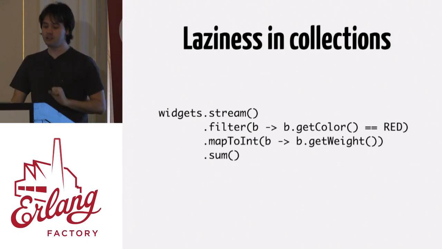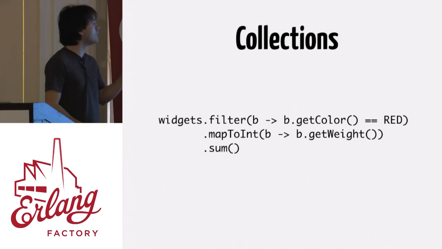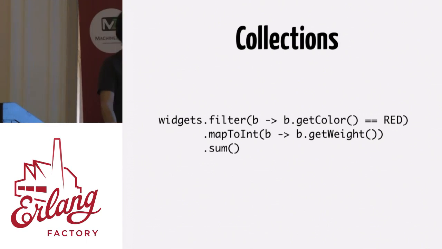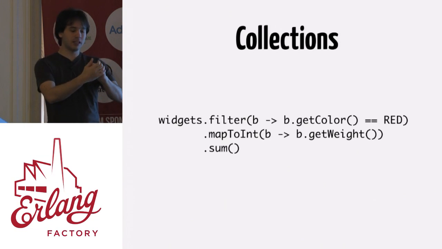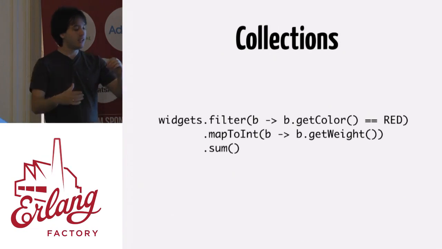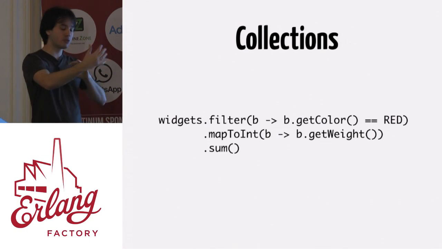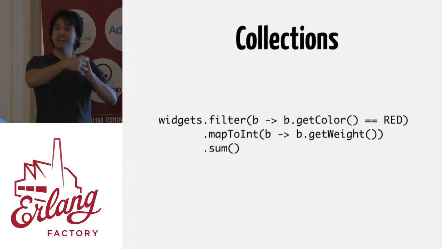In order to understand how this works, I will go back to the previous slide. What is happening here is that we have widgets.filter. Let's imagine it is a list. It's getting the widgets as a list and then filtering. And after filtering, it creates a new list.